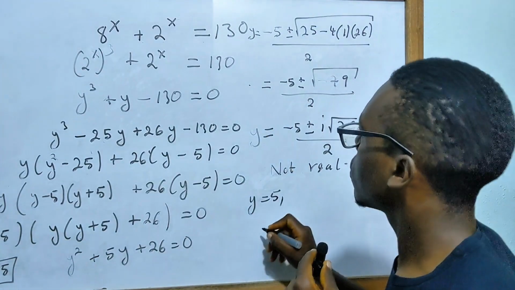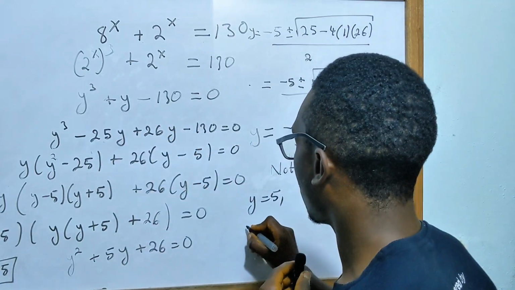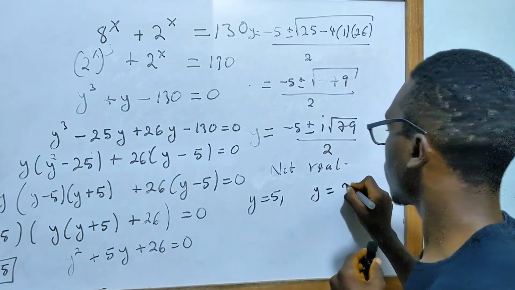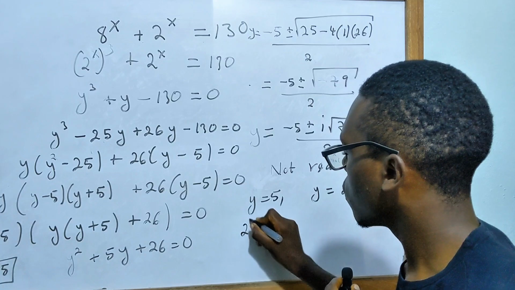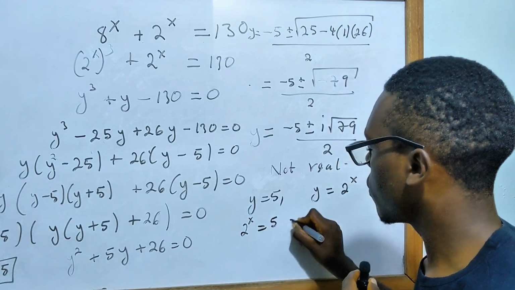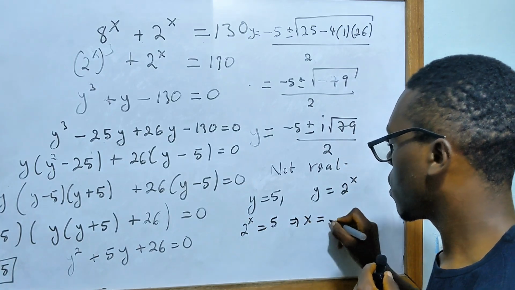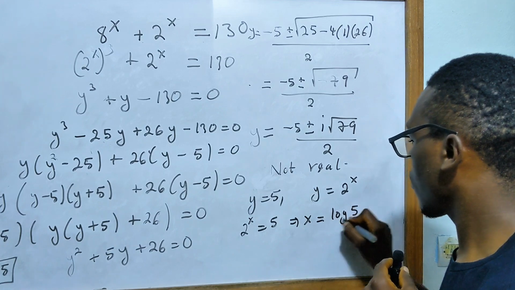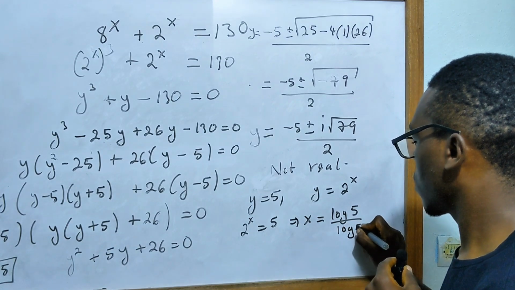Hence, x is equal to... You know that y is equal to 2 to the power x. Therefore, 2 to the power x is equal to 5, which implies x is equal to log 5 all over log 2.